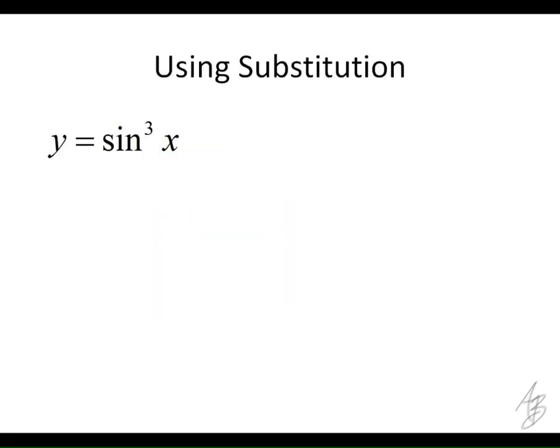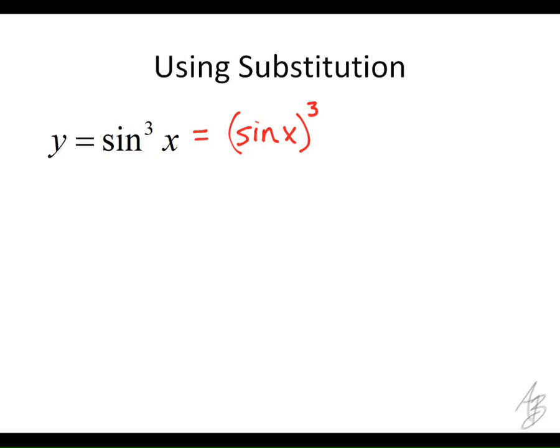Okay, so let's do this one two different ways. We're going to do it with substitution and then without. The first thing we need to understand about this problem is that sine to the third power of x means something that is not immediately obvious. So let's rewrite it to make the math a little bit more specific. What does this function mean? It's sine of x to the third power, right? You guys agree with that?